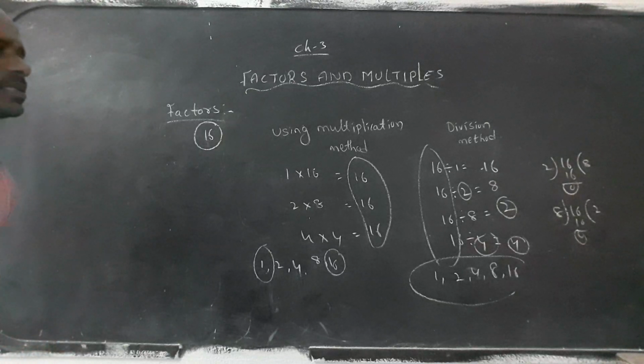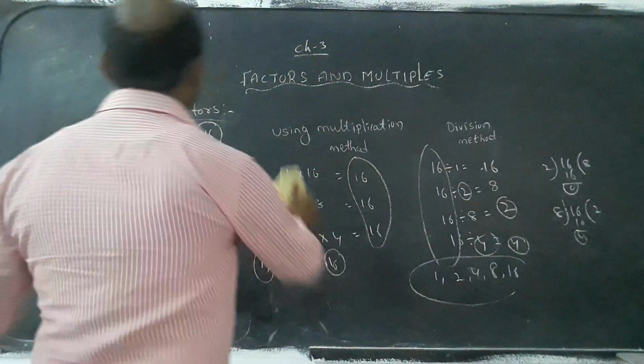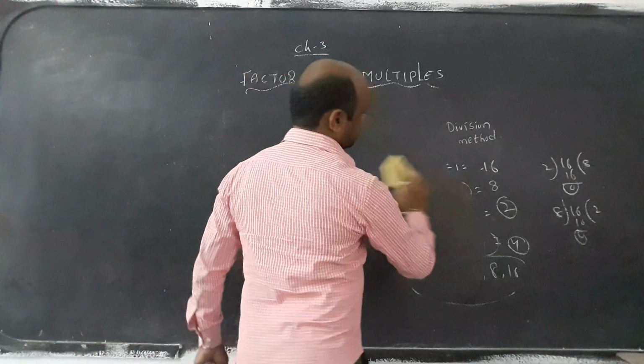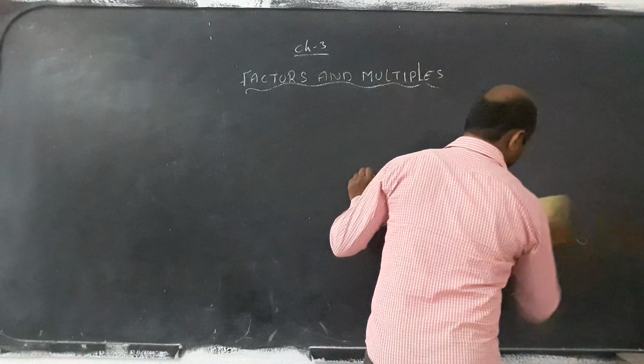For any number, we write the two methods like this. This we will say are the factors of these numbers. One more example I will explain. Find all the factors of 48. How to find the factors of 48? Which table will go? I will explain.